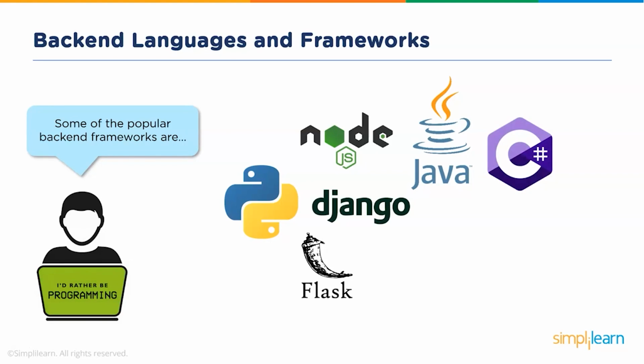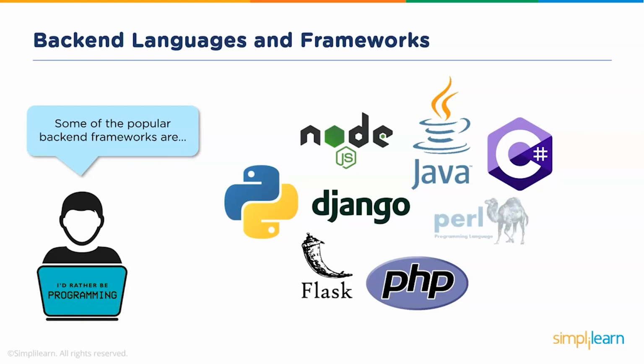Then there's C Sharp, which provides frameworks like ASP.NET Core and ASP.NET MVC. And other popularly used backend languages are PHP, Perl, and Ruby.